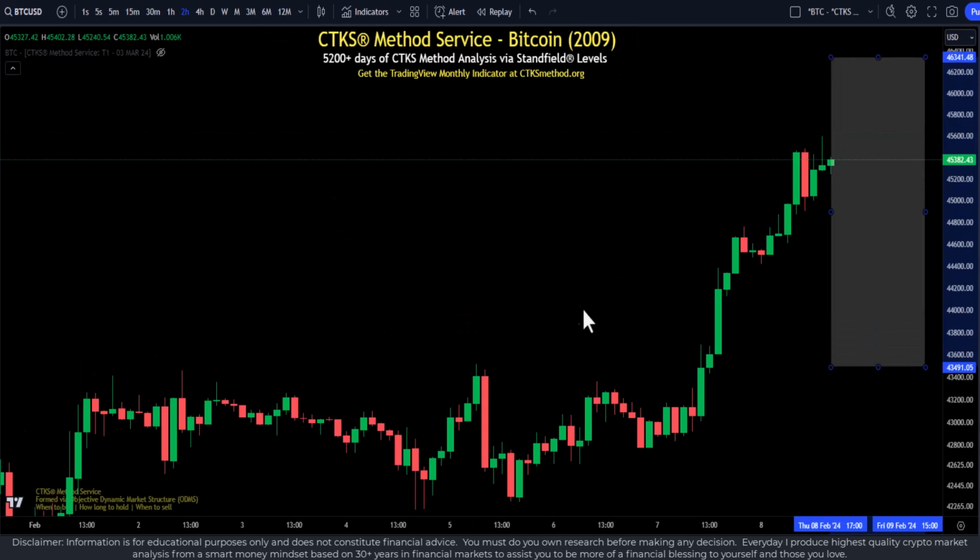Bitcoin has been rallying strongly because all markets are interdependent and intercorrelated. We've seen that Bitcoin took off and it's currently 45,388. If the bulls continue on their merry way, we would expect 46,341. But if the bears gain control, we would expect a push down to 43,491. We'll look at the structural levels on the second pass through.